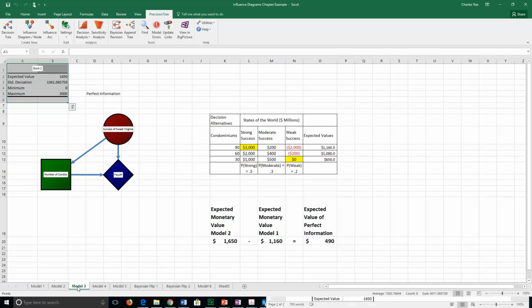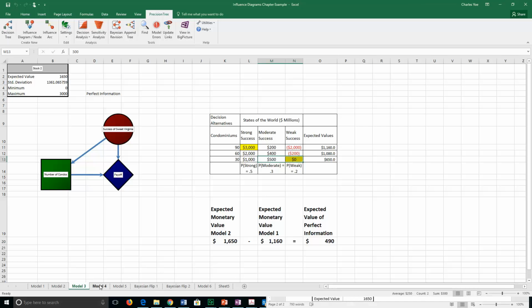With the current uncertainty, the expected value is $1,160. It rises to $1,650 with perfect information. The difference is $490, and that is the maximum value of perfect information. Remember, we're estimating the value of perfect information before we have that information. Once we buy it, we will either go 90 condos if success will be strong, or we will go 30 condos if success is moderate or weak.